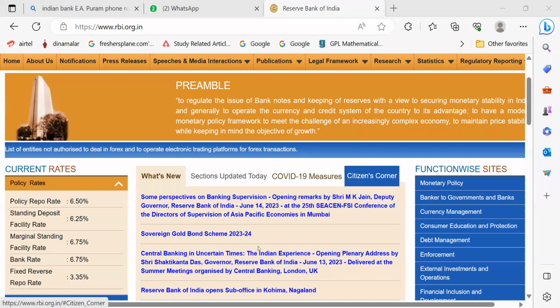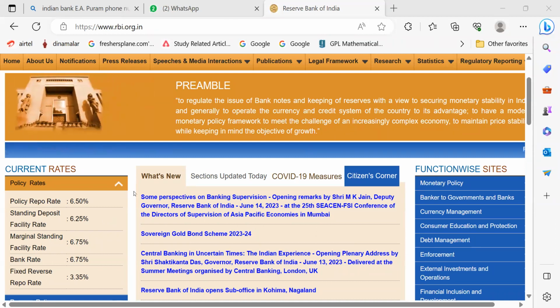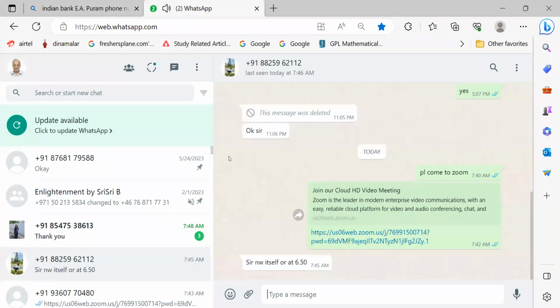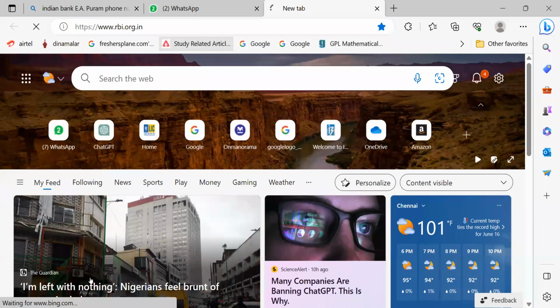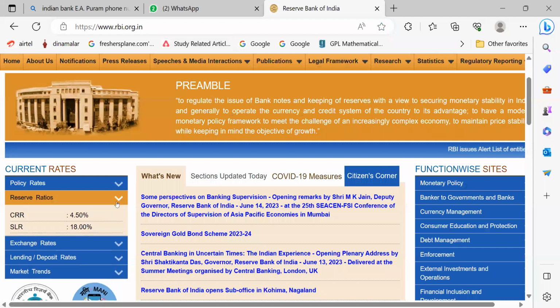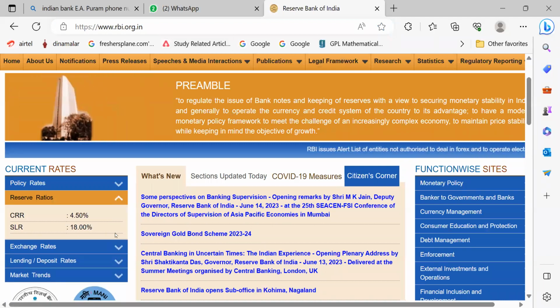No problem. Yeah. Now, Valarmati and Shruti, have you noted down the points? Yes, sir. Very good. Now I will close this and ask. Sir, CRR, SLR ratios are also included in that. It is there. CRR, SLR also it is there. On rbi.org.in, that is known as reserve ratios. CRR is 4.50 and SLR is 18%.